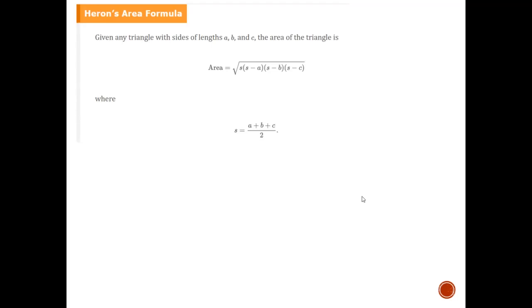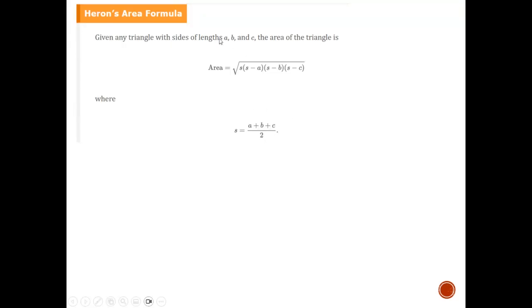So when you have those three side lengths, A, B, and C, we use Heron's area formula, and here it is. It's going to be the square root of S times S minus A, one of the side lengths, times S minus B, the other side length, times S minus C, the other side length. So what is S? S comes from you add the three side lengths, A plus B plus C, and divide by 2.